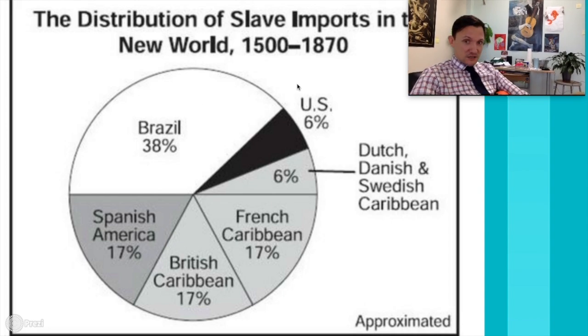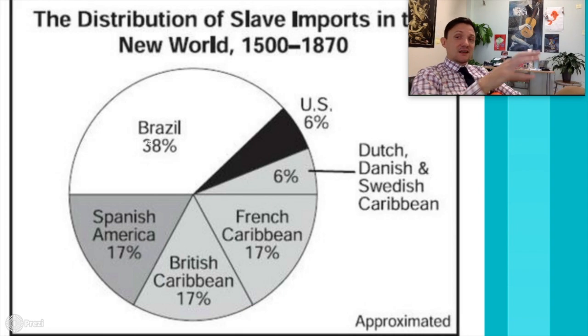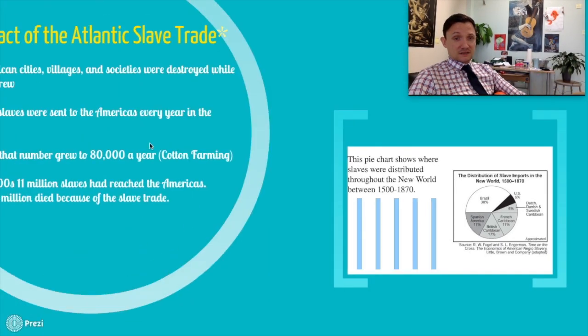Now only about 6% went to what is now the United States. Dutch, Danish, Swedish Caribbean, about 6%. French Caribbean, British Caribbean, Spanish America. All of this was mostly for sugarcane plantations to replace the natives that had died from the encomienda system, right?